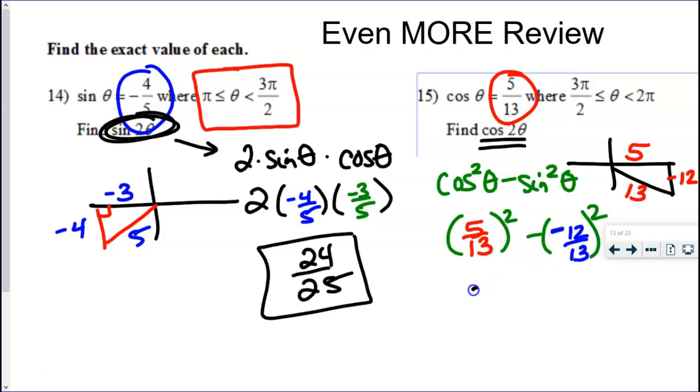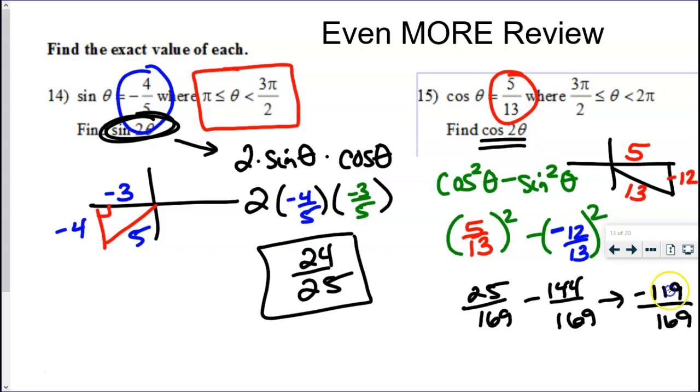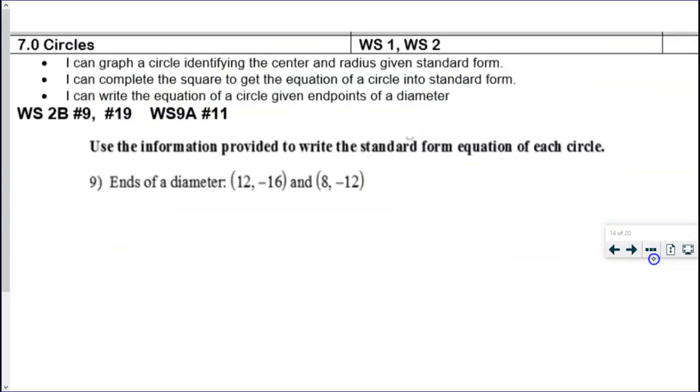I don't know what this is, right? 25/169, and then a subtraction still exists, and this is 144/169, and yes, I know I should be able to do that in my head, and it turns out I can't. -119/169? I don't know. 145, yeah, I'm going to go with it. I'm going to say it's good enough, right? Okay, so you guys check and make fun of me when you find out I can't subtract. It's true, I can't.